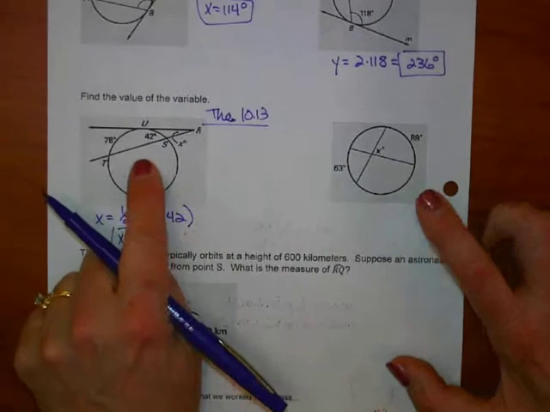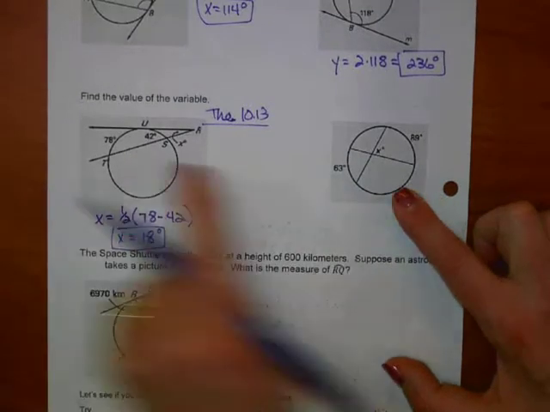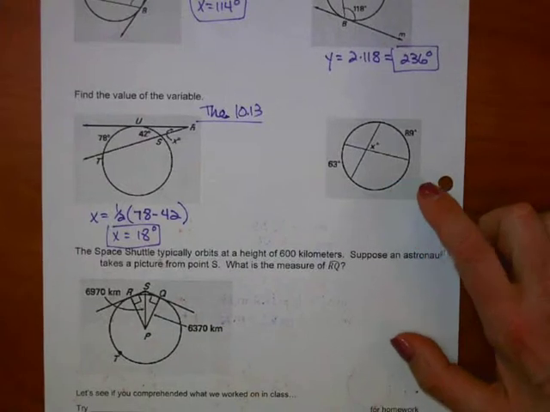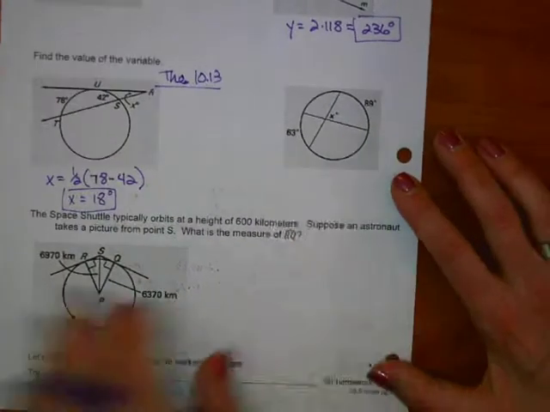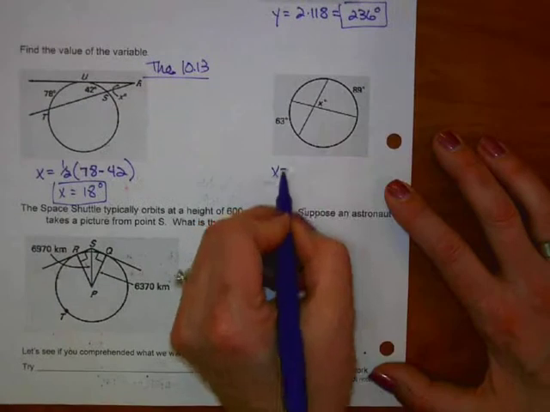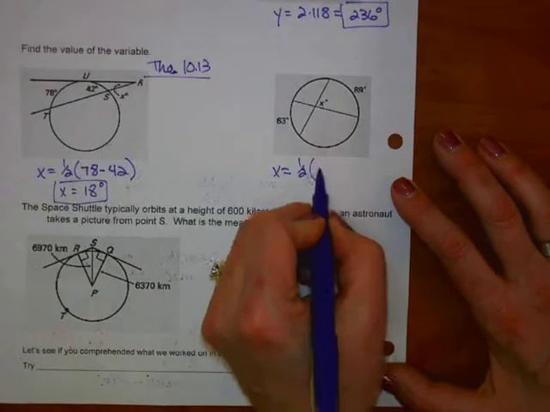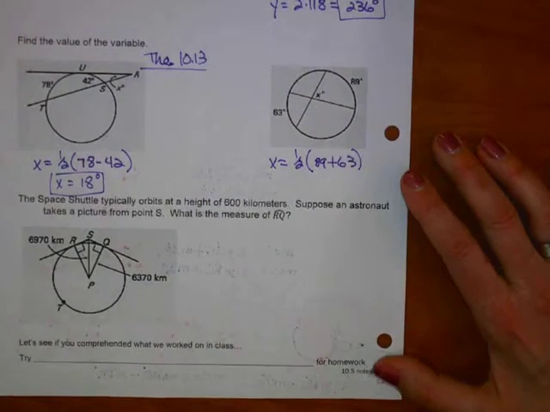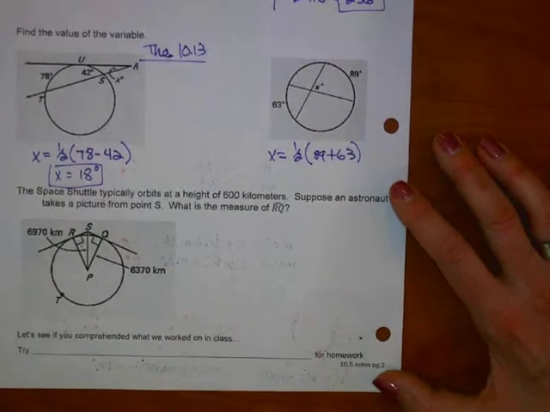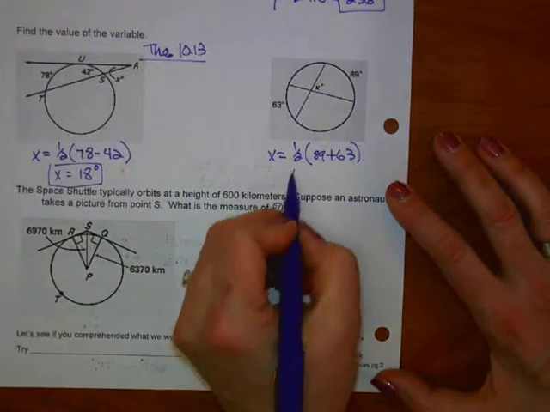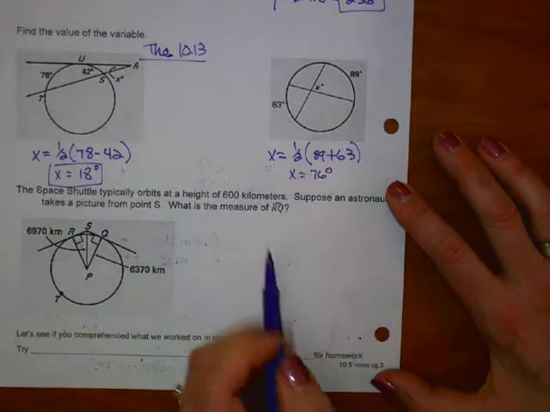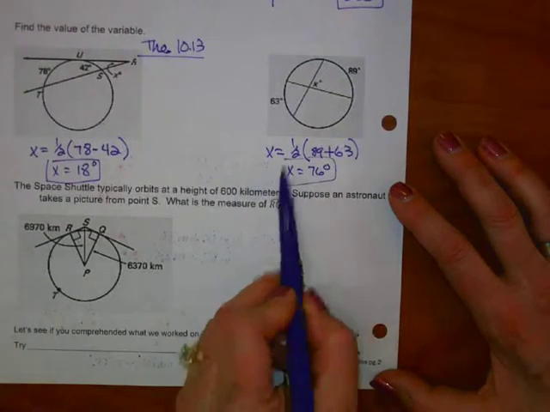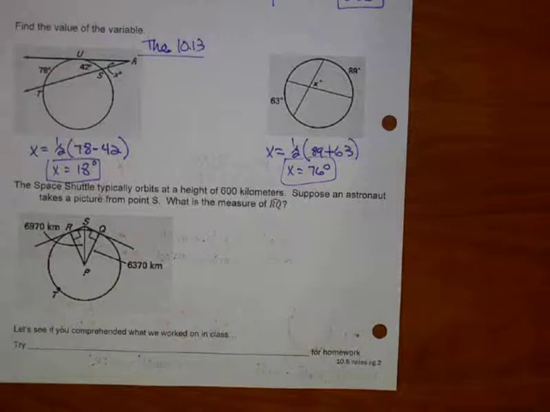All right, what's the difference between this one and this one? It's inside, so you add instead of subtract. You add the intercepted arcs. So here, x would be equal to 1/2 of 89 plus 63, which equals 152. Now it'll be 76. I find this interesting because this kind of goes back.